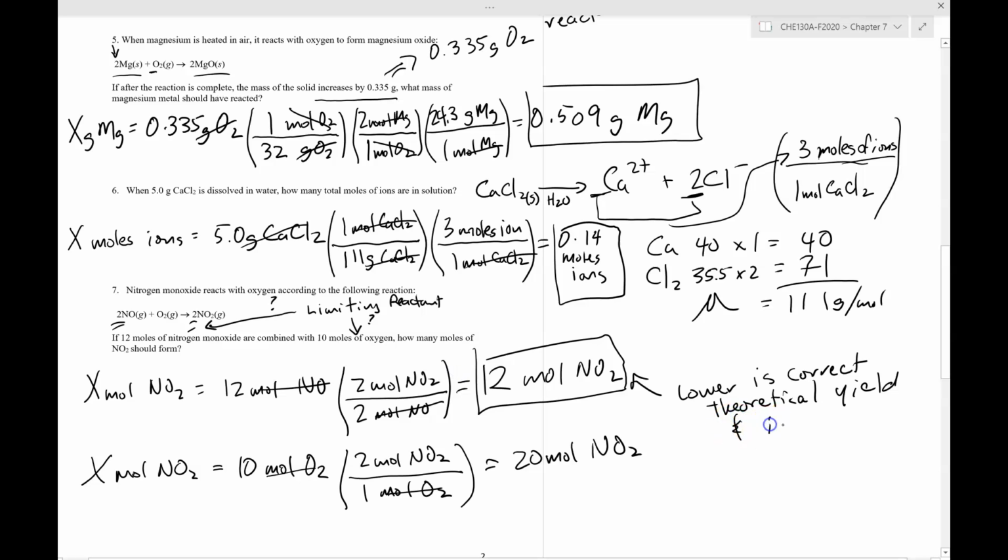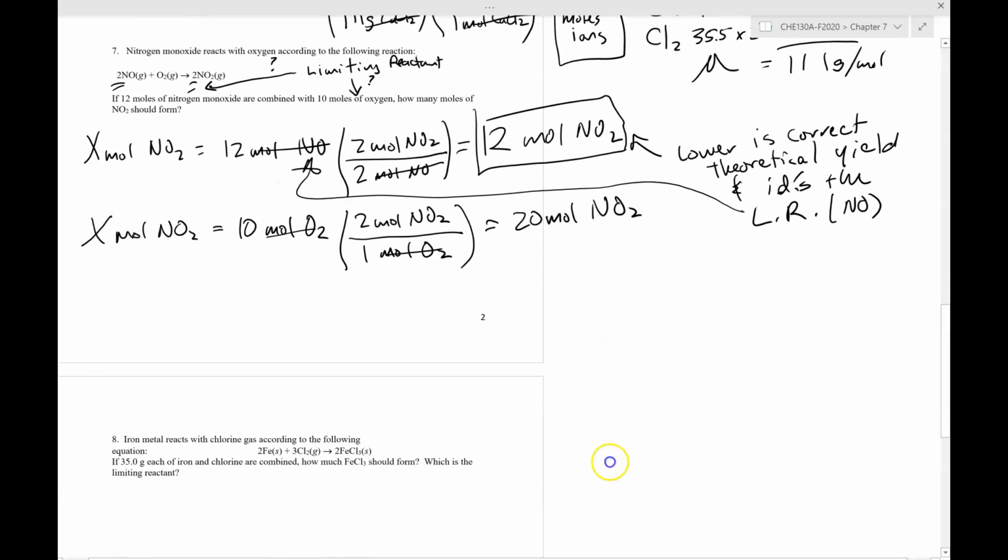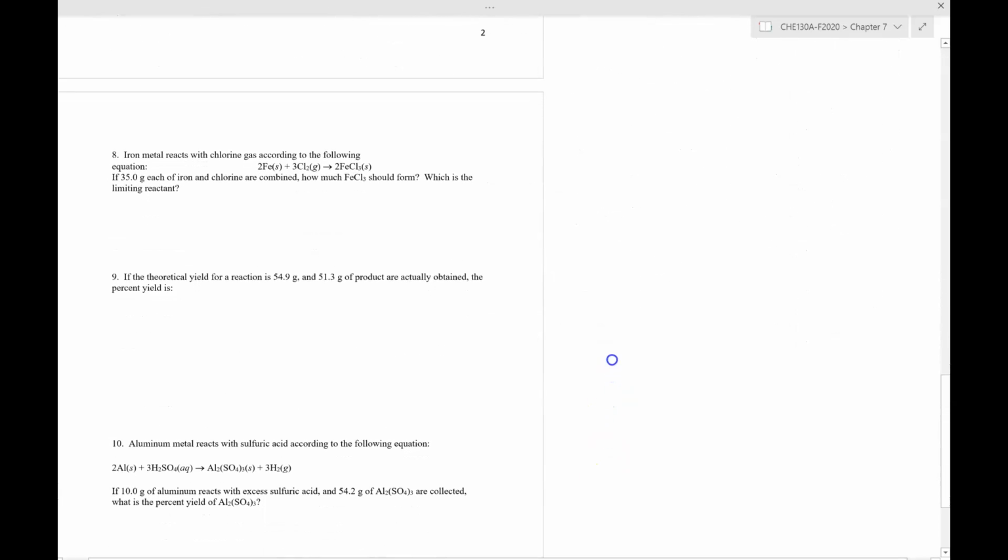And that identifies the limiting reactant, and that is going to be NO in this case, since that calculation was based on NO. That tells us NO is the limiting reactant. There are some books that will tell you to figure out the limiting reactant, then figure out the theoretical yield. I'd say just go ahead and calculate the theoretical yields using both reactants, doing it separately, and see which one gives you the lowest, and that identifies it, and then you're already done with your theoretical yield calculation as well.